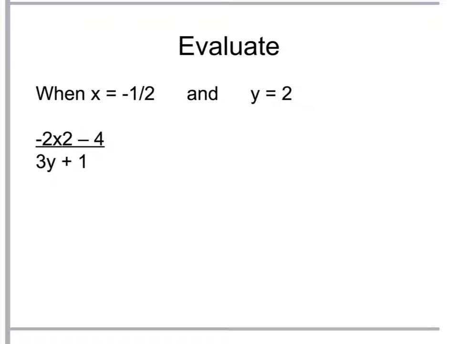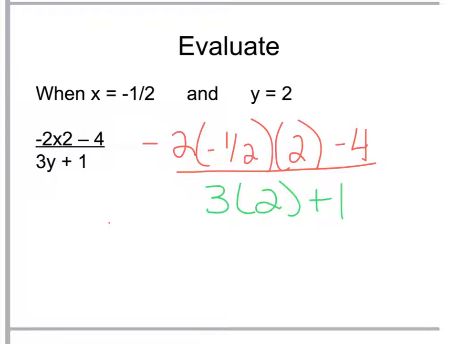Next, we notice that we have a quotient here. We're still going to simplify, substitute, and we're going to substitute everywhere we see an x, we're going to put in -1/2. And everywhere we see a y, we're going to put in 2. So what we're going to do is we're going to get a value for our numerator, and we're going to get a value for our denominator. And in the last step, we're going to divide those two.